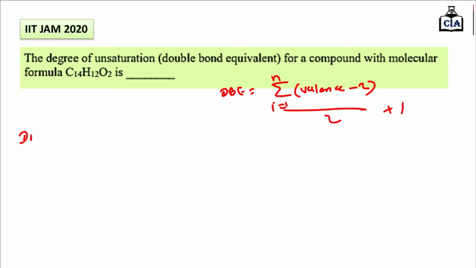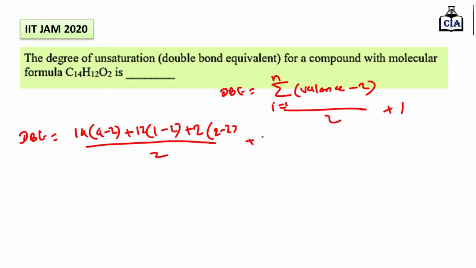So we calculate DBE equal to the total number of carbon, 14, into the valency of carbon, 4, minus 2, plus the total number of hydrogen into the valency of hydrogen, 1 minus 2, plus the total number of oxygen atoms, 2, into the valence of oxygen, 2 minus 2, whole divided by 2, plus 1. This 2 minus 2 equals 0, so this will cancel.